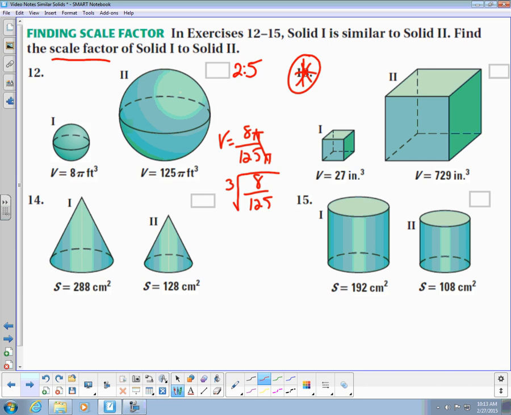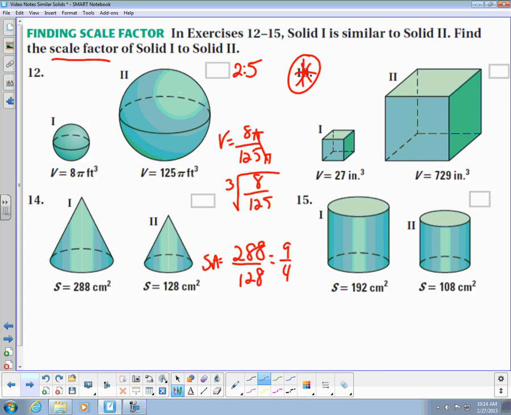and compare those. All right, now this one, notice the ratio is different. It says S. This S stands for surface area. So if I look at my surface area ratio, it is 288 over 128. Now, earlier I had 8 over 125. That couldn't be reduced as a fraction, but 288 over 128, that can be reduced. That's the same thing as 9 over 4.